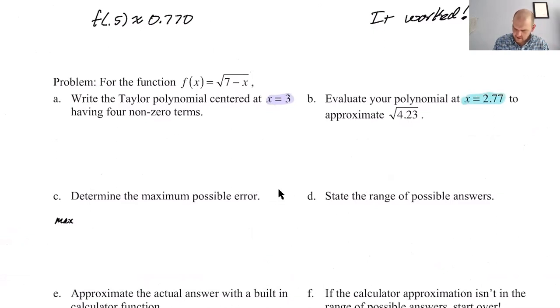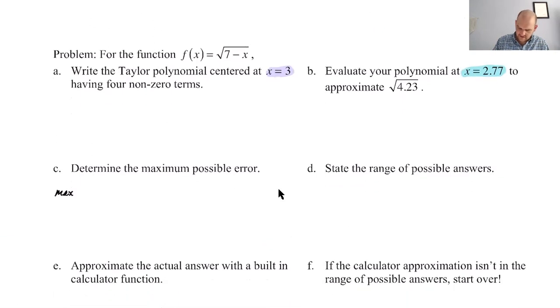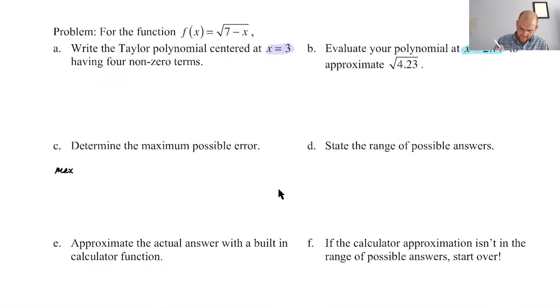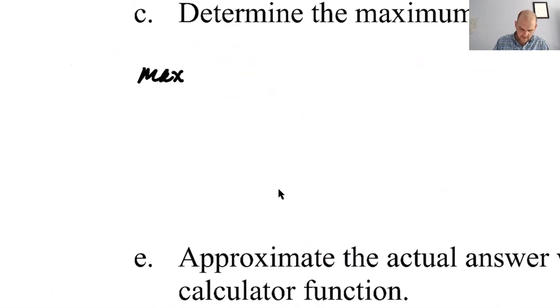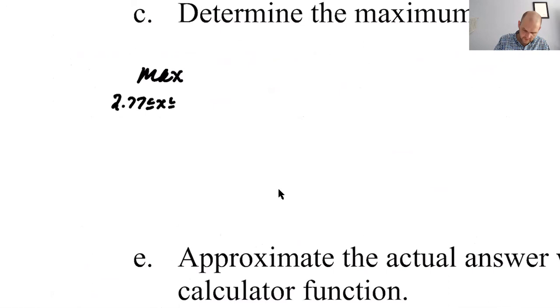I'm plugging in 2.77, right? So I want the maximum of the n plus first derivative. I don't know what that's going to be yet, so I'm not going to write that, but it's definitely from 2.77 to 3. So 2.77 to 3 of the absolute value of something, and I don't know what.